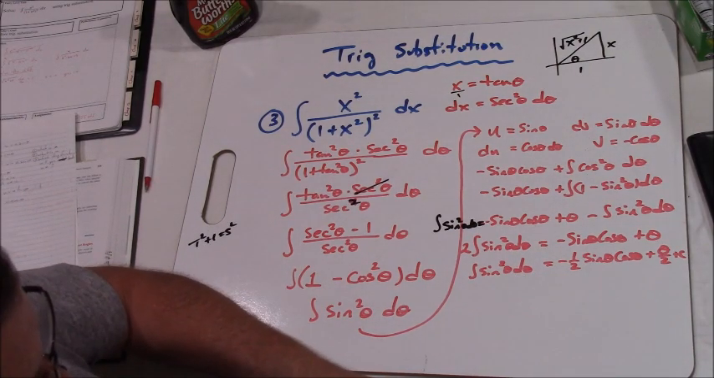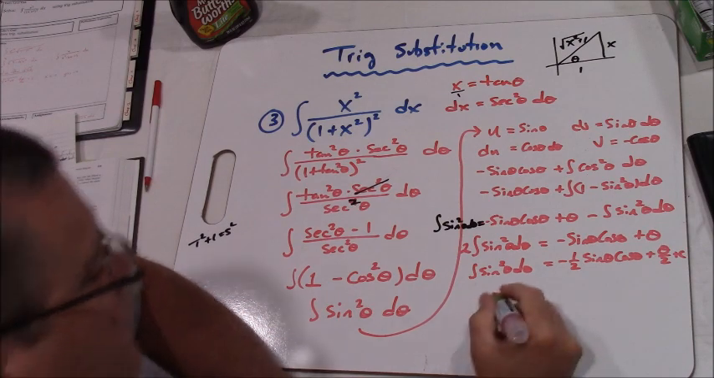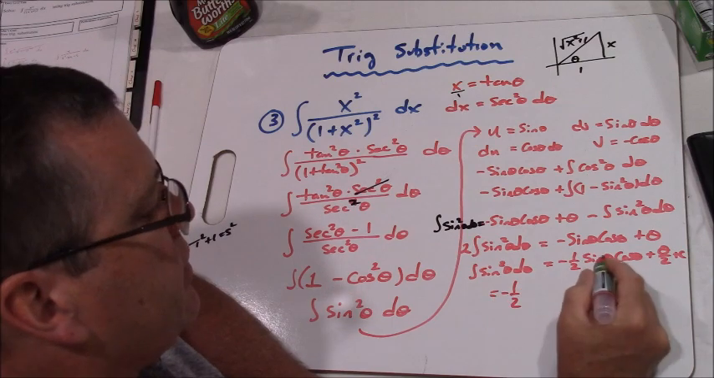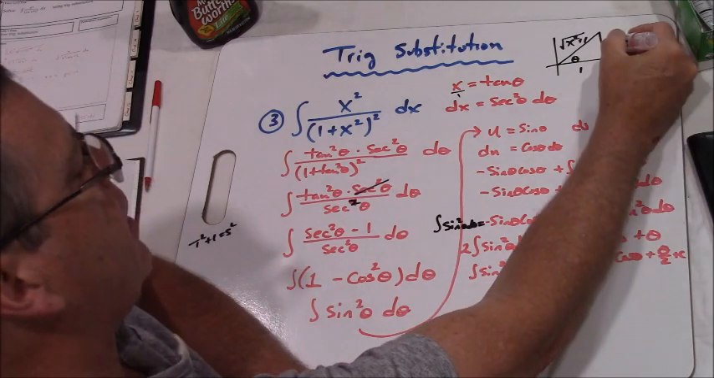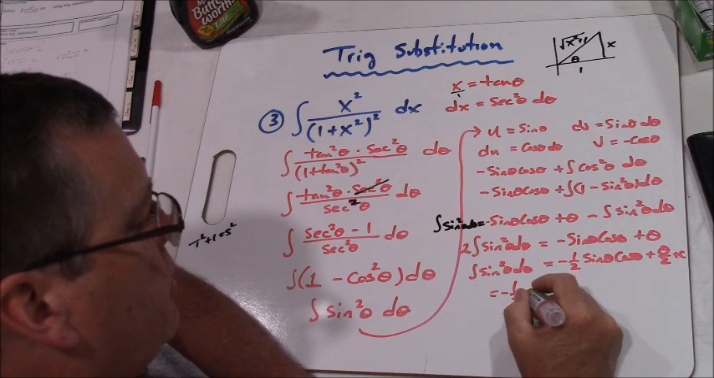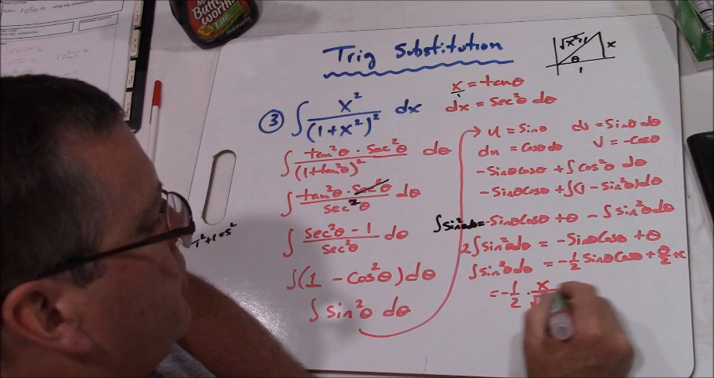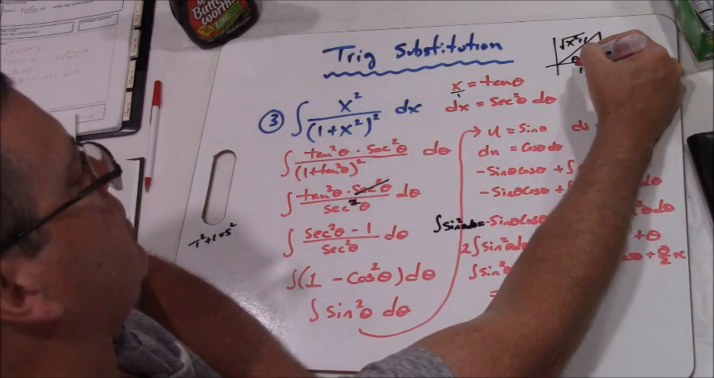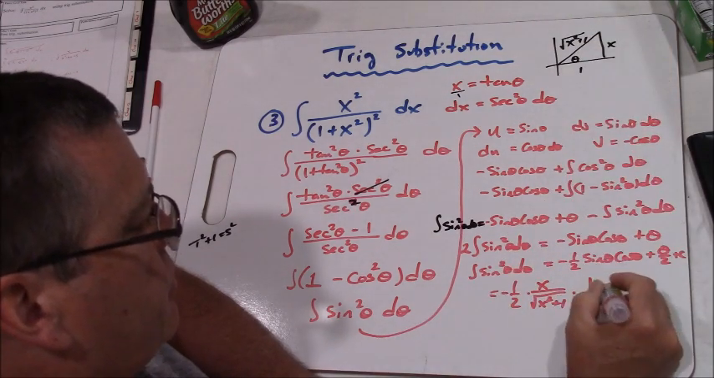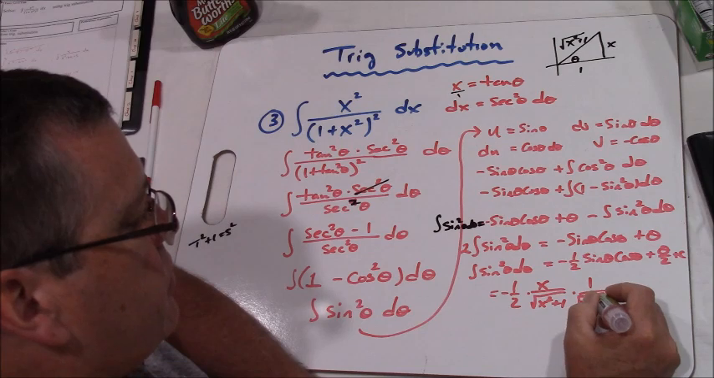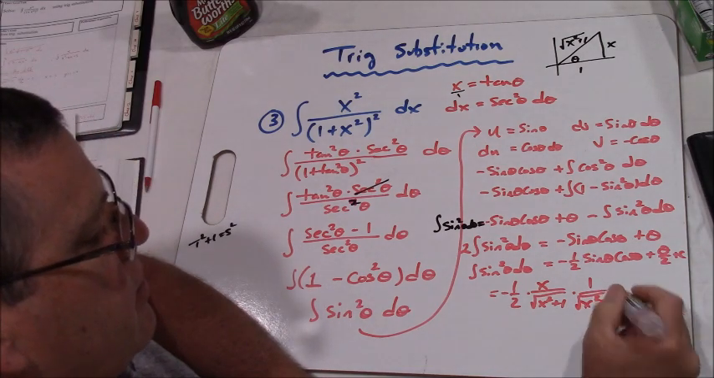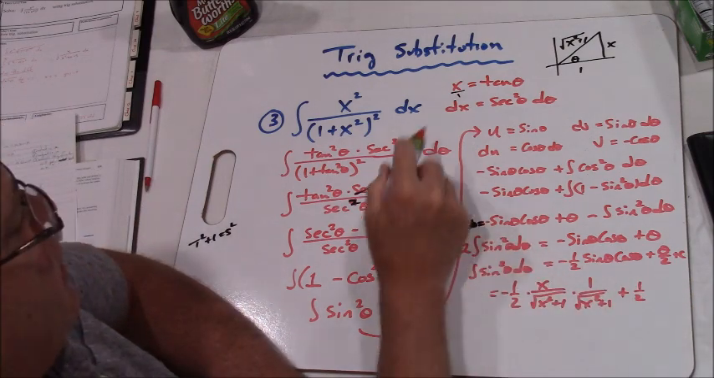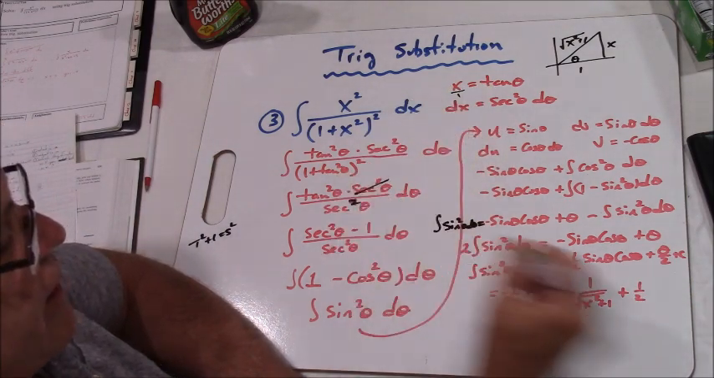So now, my answer is a negative 1/2 sine theta is opposite over hypotenuse. So x over the square root of x squared plus 1. Cosine theta is adjacent over hypotenuse. Square root x squared plus 1. Plus 1/2 arctangent of x.